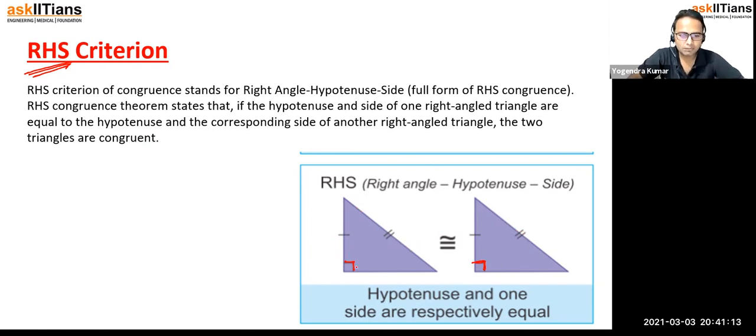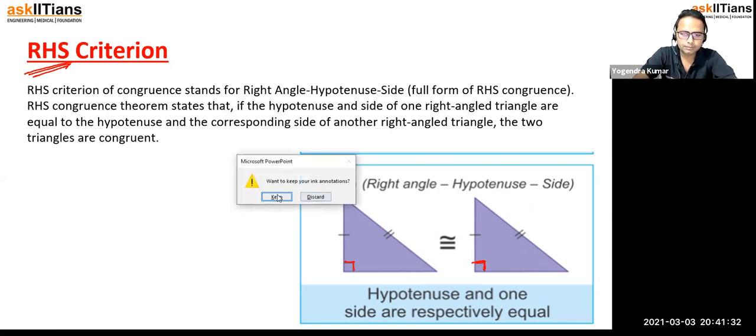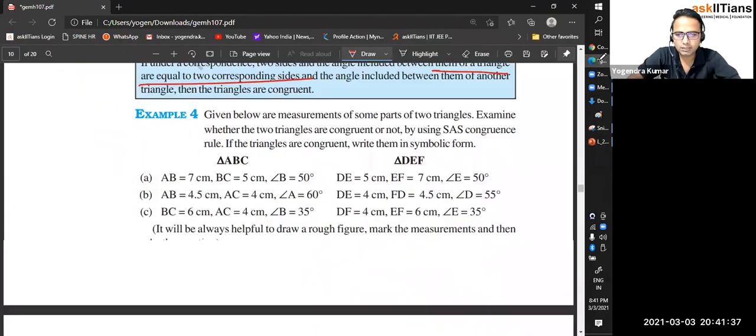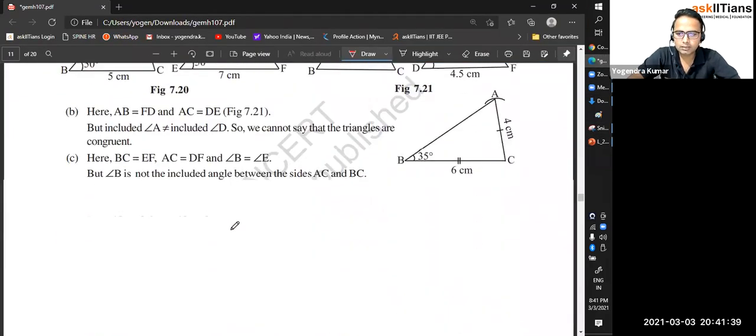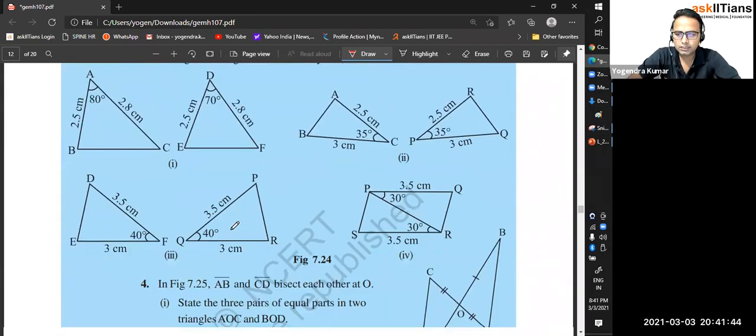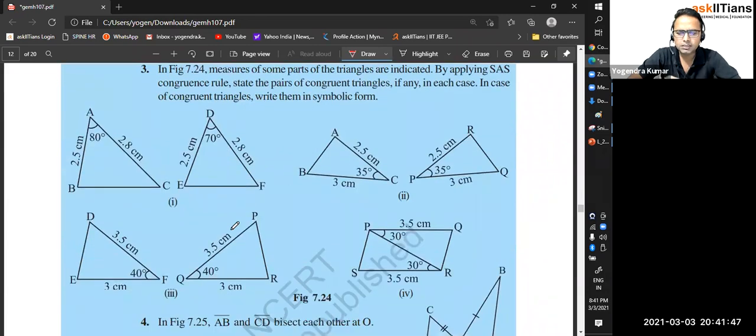One side and the right angle will not be sufficient. We need to have one side and the hypotenuse, and the hypotenuse should be equal. So this is the fourth criteria. I hope you got it. You have the information here, and you can look into your textbook examples also, because it is explained there. All the criteria are given there. We can see this activity.